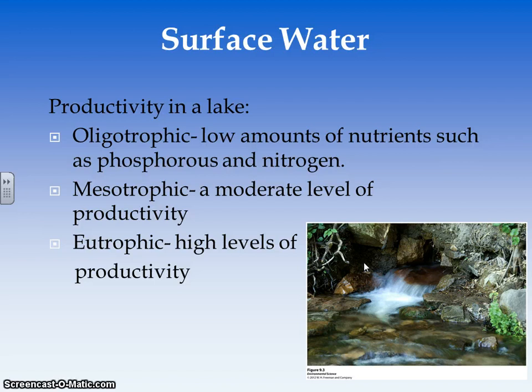Why do we do that? Because it helps plants grow, and so does nitrogen. We'll talk about this idea a lot more. Mesotrophic just means that it's a moderate level, and then eutrophic is very high levels. You've probably heard me use the term eutrophication a lot in class.